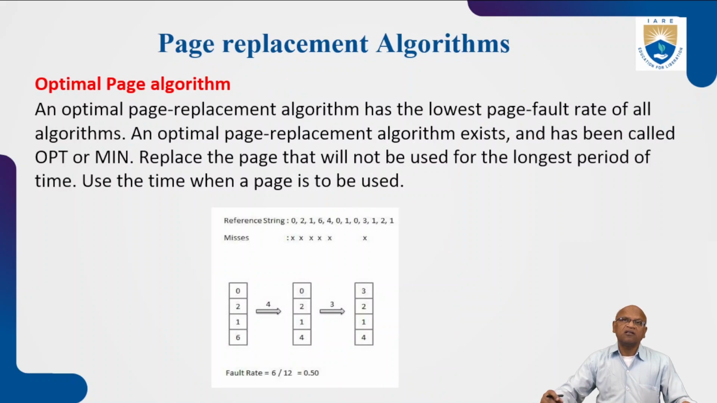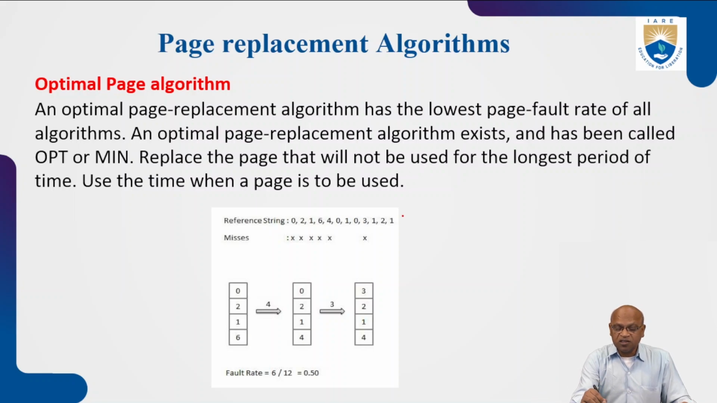Now the optimal page algorithm. An optimal page replacement algorithm has the lowest page fault rate of all algorithms. It exists and has been called OPT or MIN. It replaces the page that will not be used for the longest period of time, using the times at which the pages will be used.